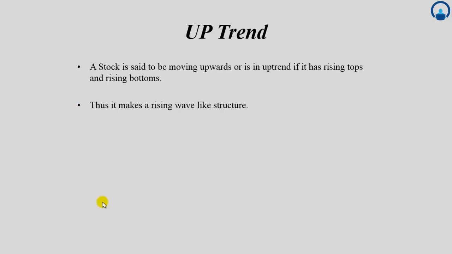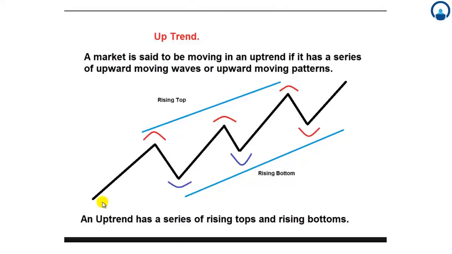Take a book and draw a rising zigzag pattern. You will see that is how an uptrending market exactly looks like. An uptrend looks something like this. Market is said to be moving in an uptrend if it has a series of upward moving waves or upward moving patterns. It has rising tops, tops that are higher than the previous tops. At the same time, it has rising bottoms, or bottoms that are higher than the previous bottoms. An uptrend has a series of rising tops and rising bottoms.